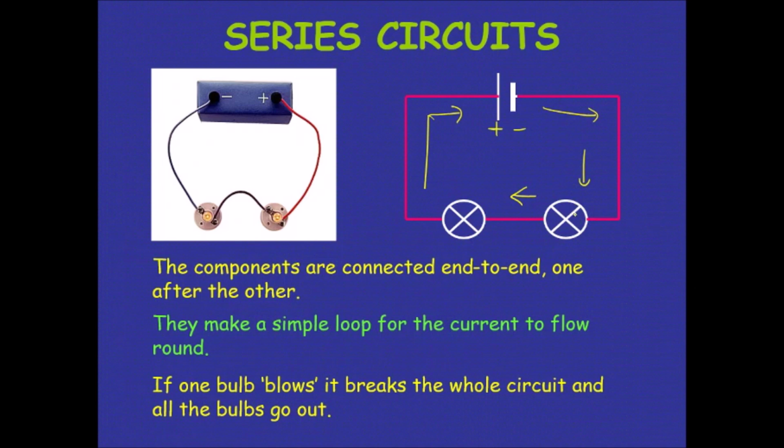Now, if for some reason the circuit gets cut here, here, or here, it stops working completely. So in other words, in series circuits, you want everything joined together for it all to work. So one component, one area cut out, and everything drops out.